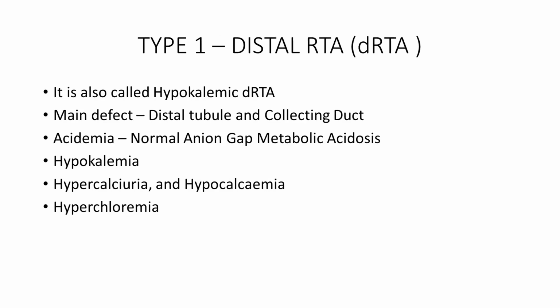Now, distal renal tubular acidosis is also called hypokalemic renal tubular acidosis. In fact, in all types of renal tubular acidosis, there is hypokalemia except type 4. The main defect is in the distal tubule and collecting duct. Normal anion gap metabolic acidosis, hypokalemia, hypercalciuria, hypocalcemia, and hyperchloremia. Hyperchloremia, since we are losing a lot of bicarbonate, that's why there is compensatory increase in chloride. And we will be discussing the pathophysiology of hypercalciuria and hypocalcemia in distal RTA.